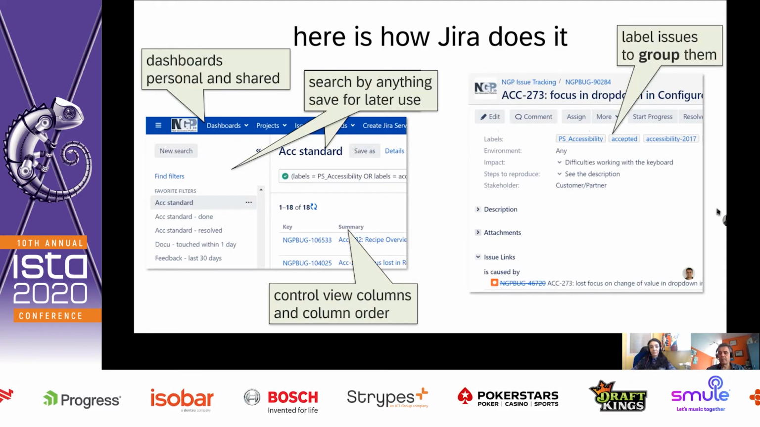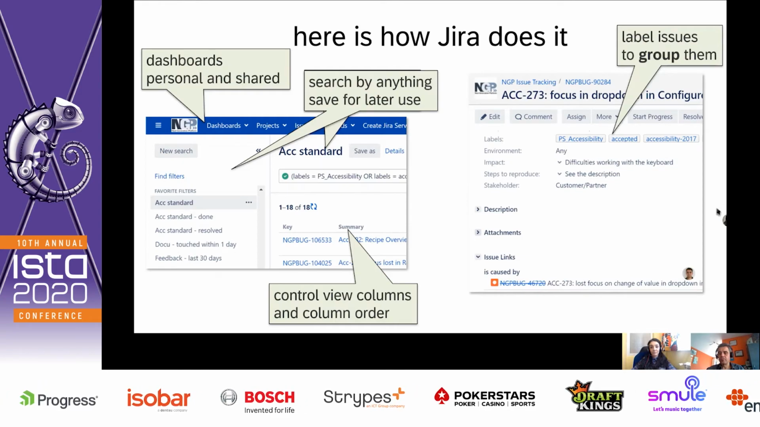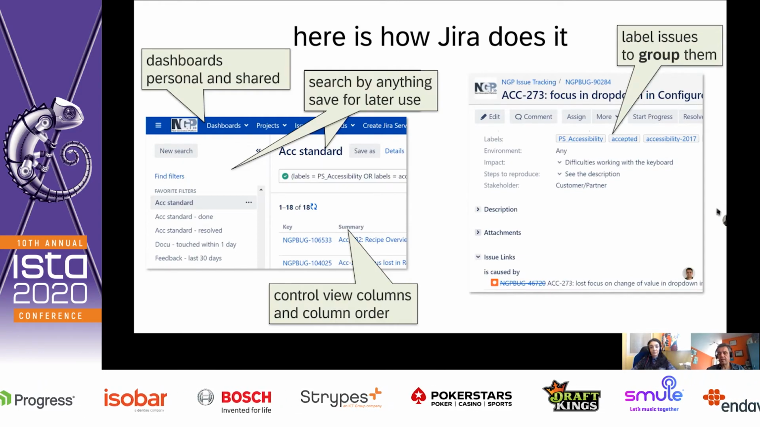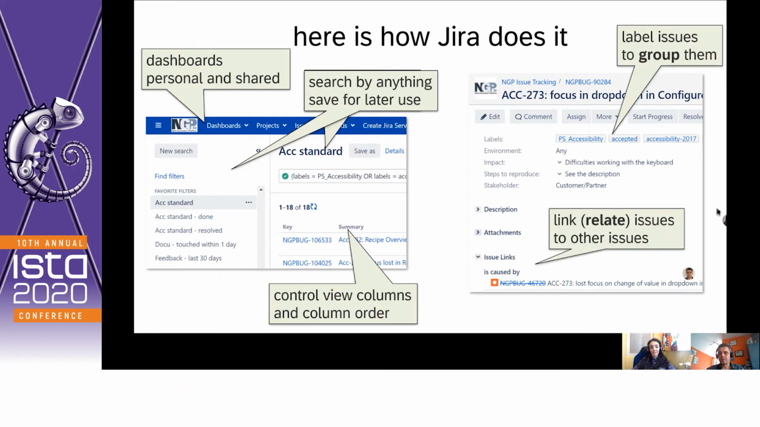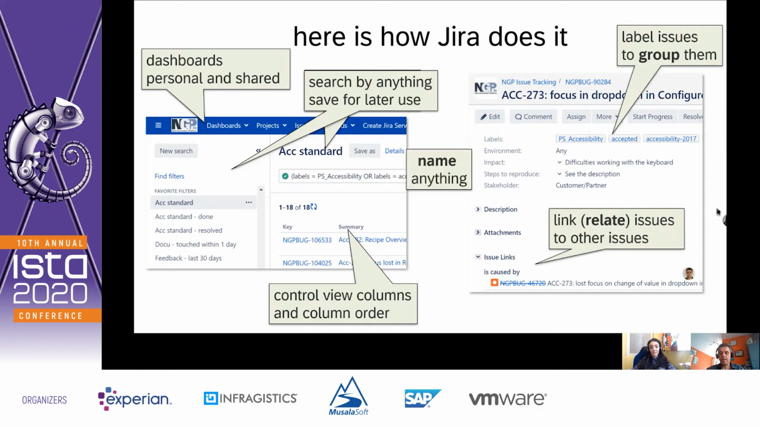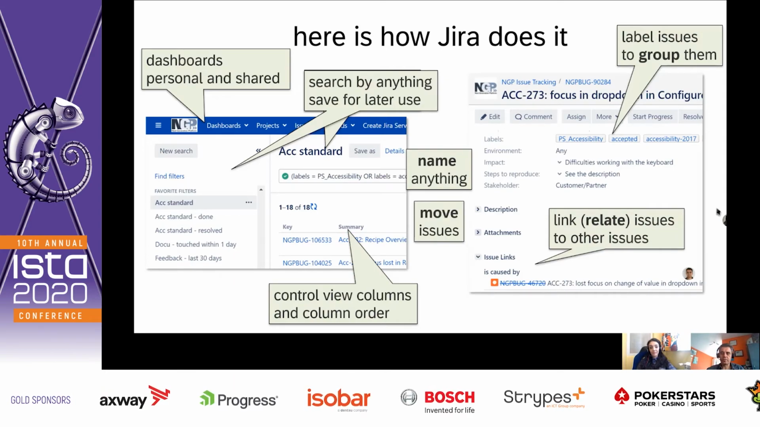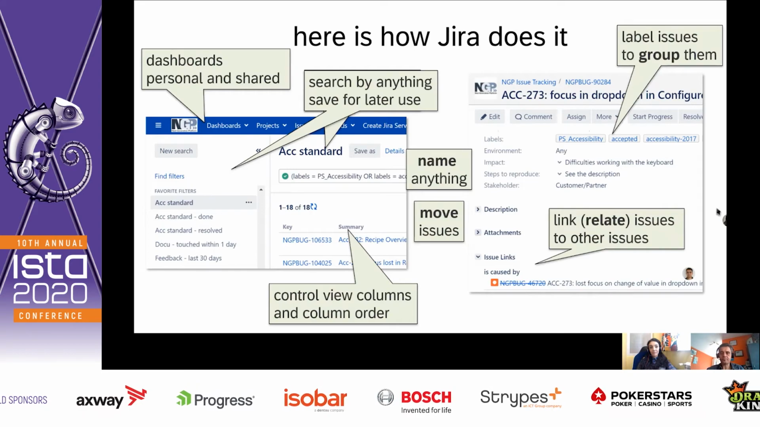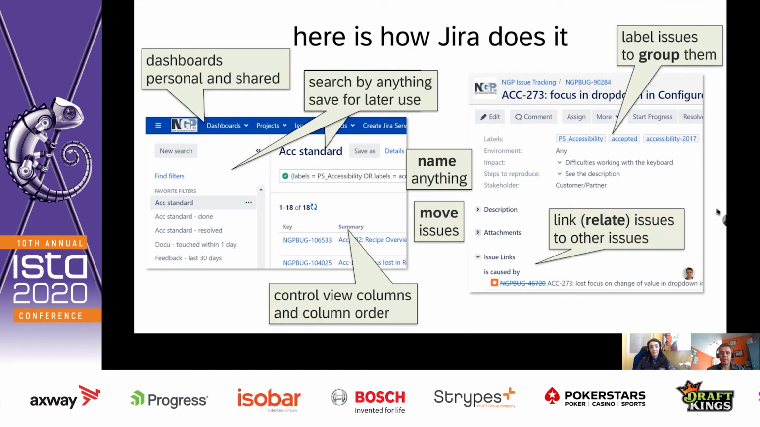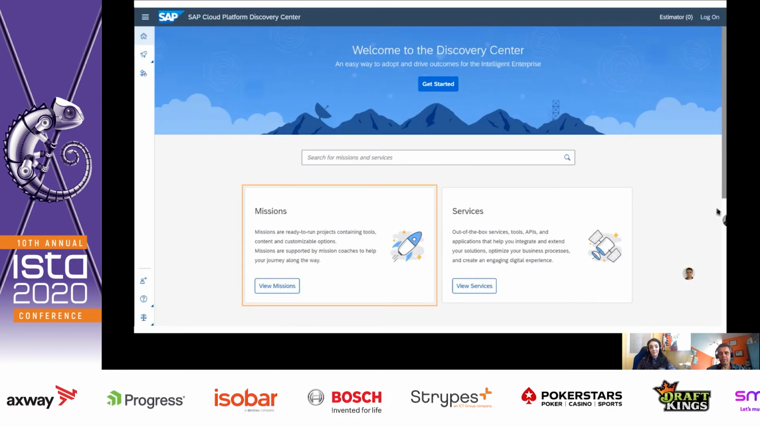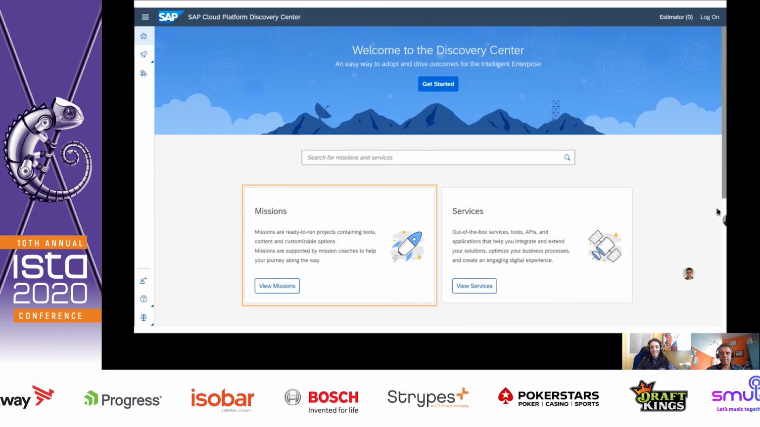You also can use labels that allow you to later group things and pull only items that carry the specific label. You can create relations among the issues by creating links and then navigate among various issues very quickly. And of course, you can name things and move things around from project to project or category to category. So again, that's a very good example of covering this need for organization. Now I hand over to Katya again to give you another example.